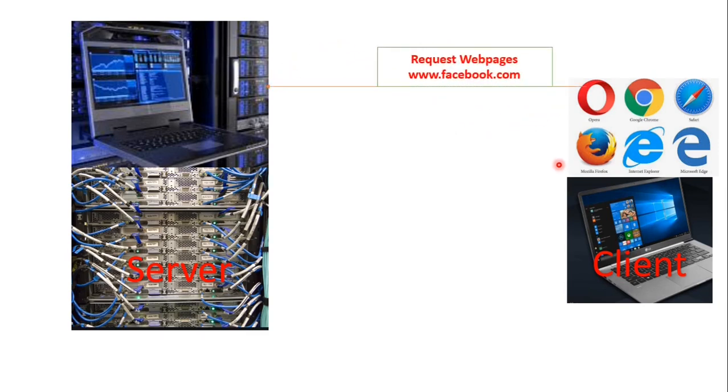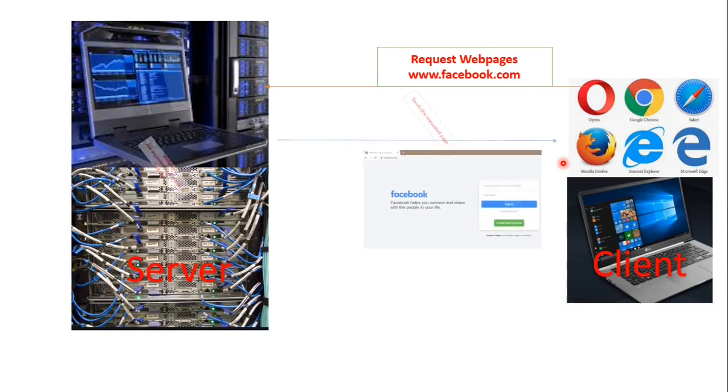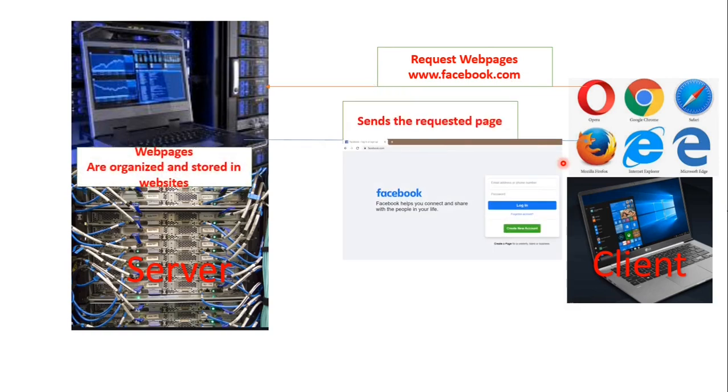So the client might ask the server for some web page. If you type www.facebook.com in Google Chrome, the Facebook page appears. The client sends a request through Google Chrome, or the browser, to the server saying that I need the page www.facebook.com, and it replies with the requested page. So this is how it works. The client sends a message to the server and it sends the requested page back.